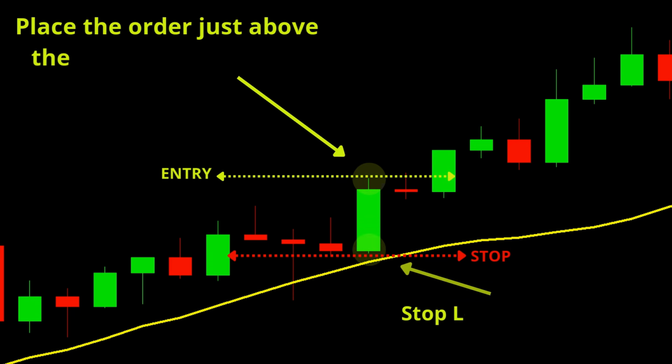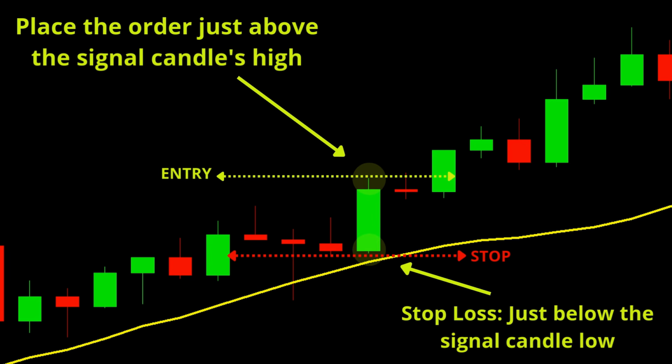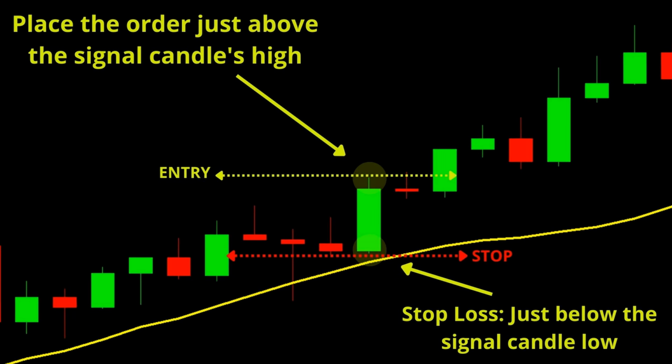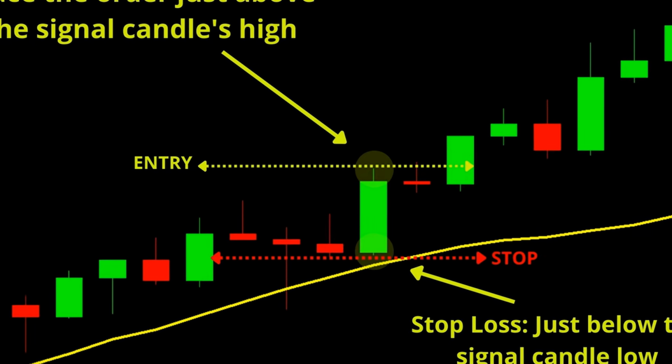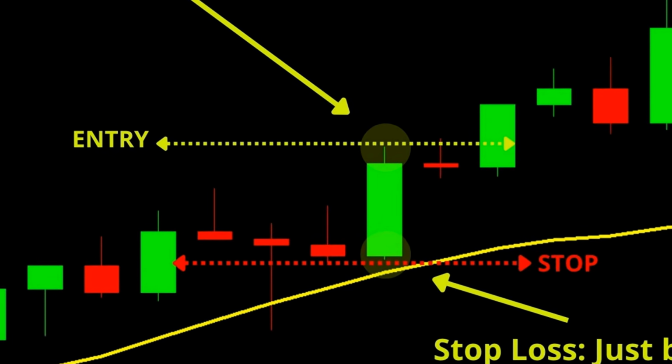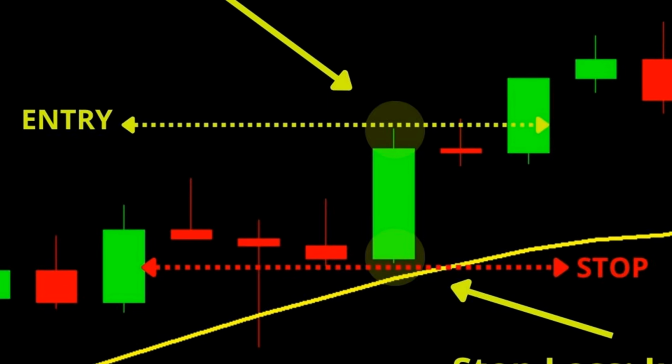Now we set up the trade. Place your buy stop order slightly above the signal candle's high and position the stop loss just under its low. This ensures we enter on strength with a well-defined risk.